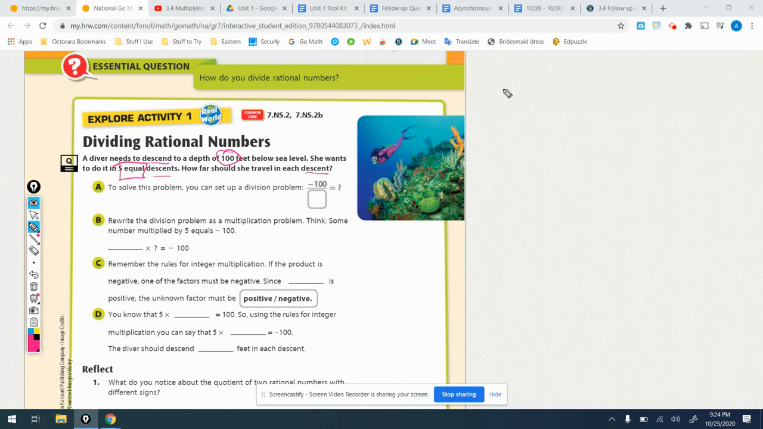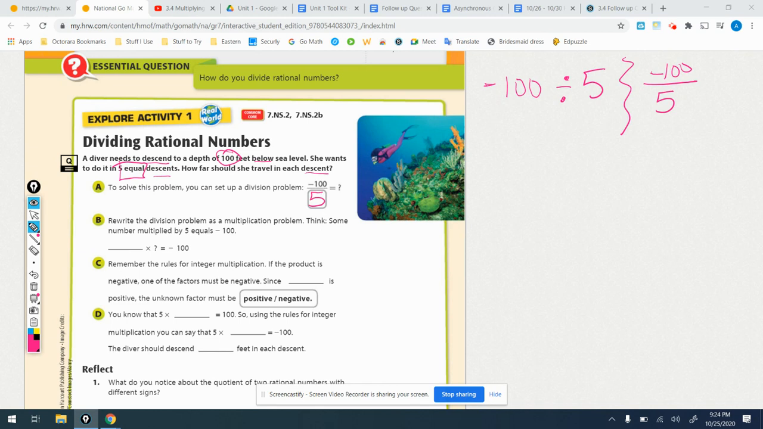So I have 100, and it is below sea level, so it is negative, and I am dividing it into 5 equal groups. Okay, so negative 100 divided by 5. That can also be written as negative 100 divided by 5. Okay, and that's what they have in the textbook right here. You're breaking it into 5 equal groups.